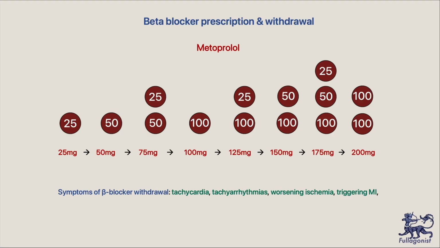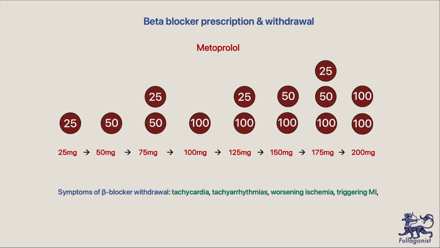Sudden withdrawal of beta blockers can lead to tachycardia, exacerbation of the ischemic symptoms, and even triggering the myocardial infarction in patients with a known coronary artery disease. Precipitated arrhythmia can be severe, for example ventricular tachycardia and ventricular fibrillation, leading to sudden cardiac death. The mechanism of this effect involves upregulation of the beta receptors during the treatment.